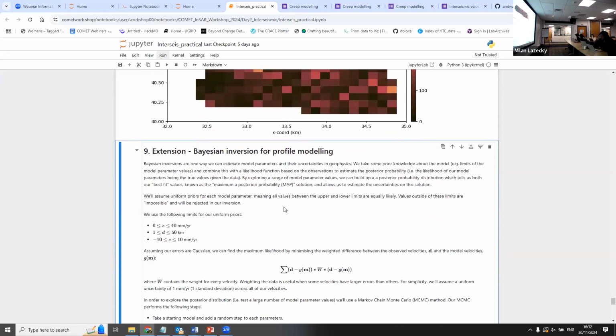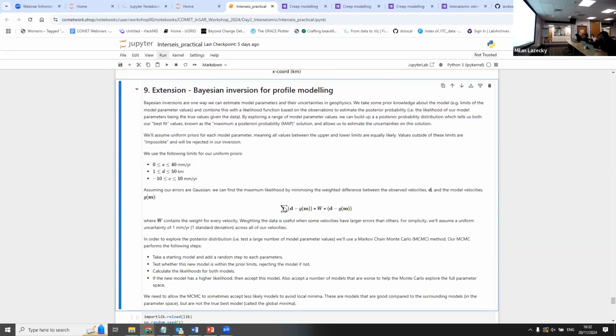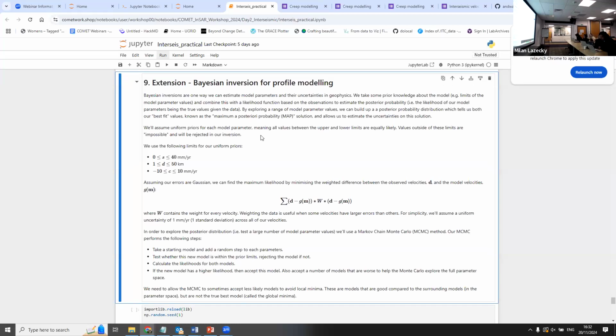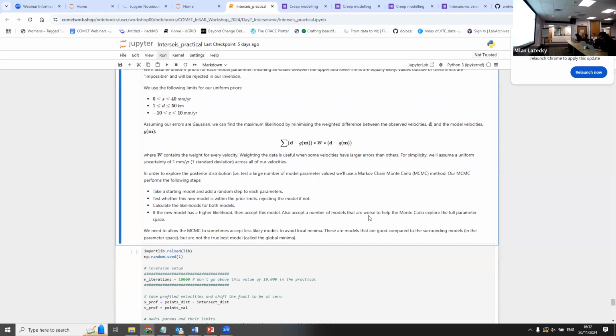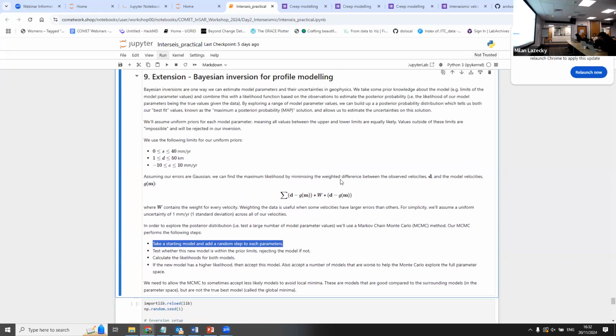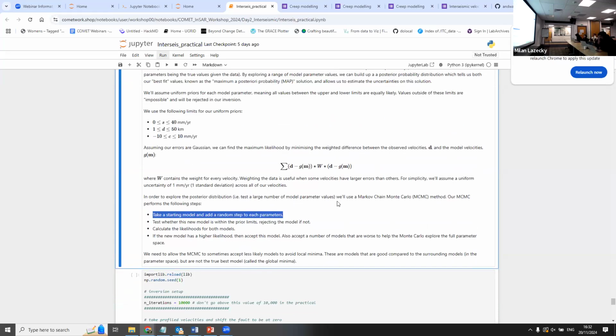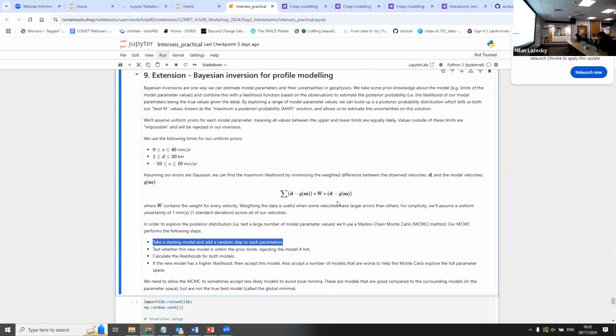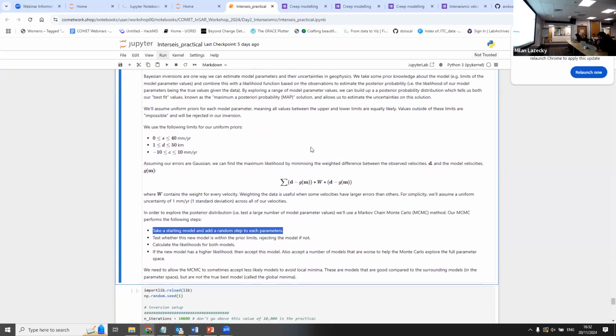Now, just as we said before, we cannot set parameters manually to find the best fit parameters. We need to use some tools to help us do this. So in this practical, we choose to use Bayesian inversion combined with the Markov chain Monte Carlo method to help us find the best fitting parameters.